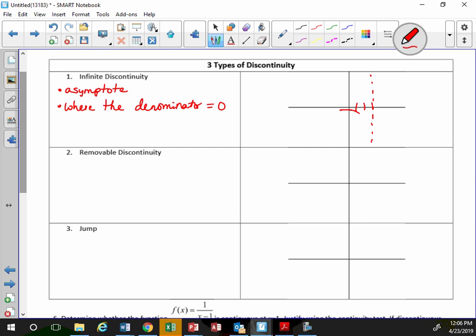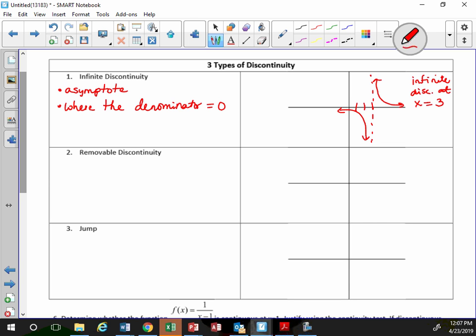So what it would look like graphically. If that's the graph you're given, you would tell me infinite discontinuity at x equals 3. You always need to tell me where it happens, okay?